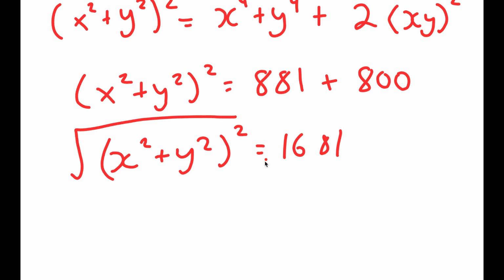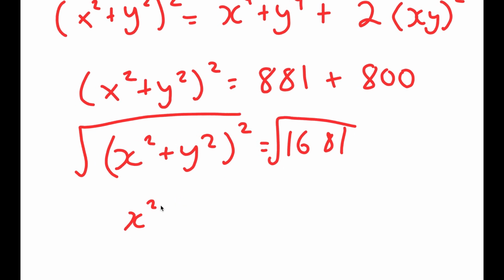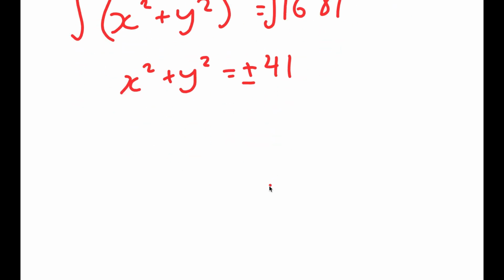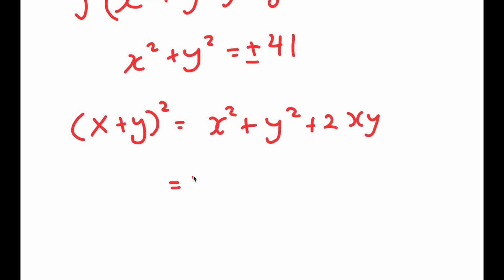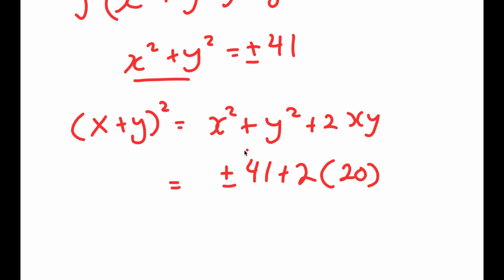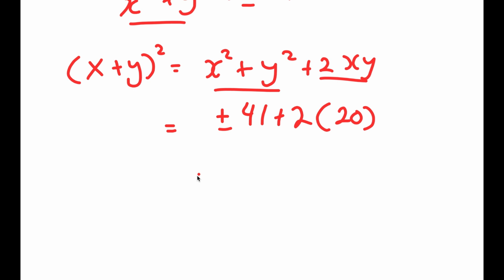If I take the square root on both sides, I get x squared plus y squared is equal to the square root of 1681, which is 41, positive or negative 41. Now, if I have something in the form (x plus y) squared, this is equal to x squared plus y squared plus 2xy. So this is going to equal positive or negative 41 plus 2 times 20, because x squared plus y squared is equal to positive or negative 41, and x times y, as we already know, is 20.